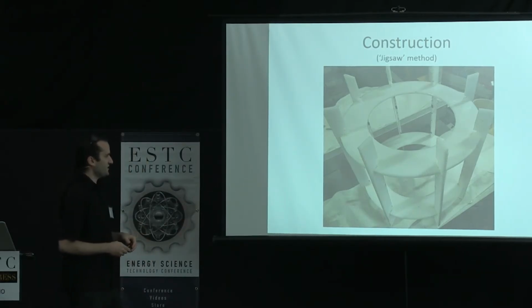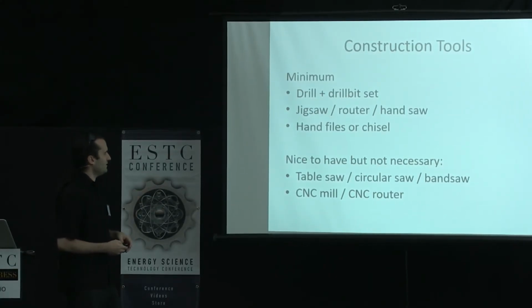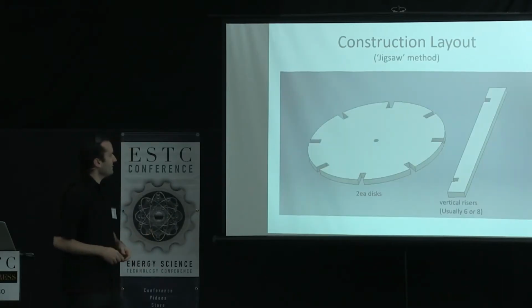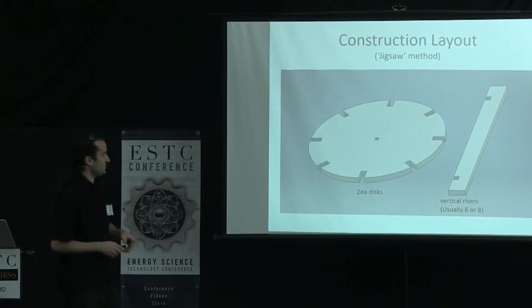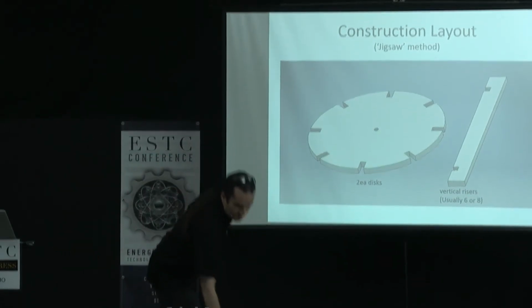I call this a jigsaw method because of the way it comes together. It's relatively simple construction. We don't need too much in the way of materials: drill bit, jigsaw, hand files. There's a few different ways you can do this. You don't need expensive materials, but they help. A CNC mill for cutting wire grooves, a wood table to cut the discs and slots and things like that, but you can do it by hand. This was done by hand. General setup is you make a couple cylindrical discs and a set of risers, and then they join together in a jigsaw configuration like you see down here.